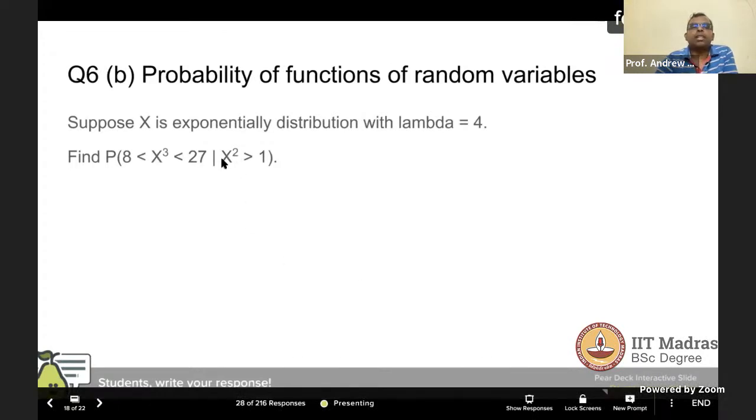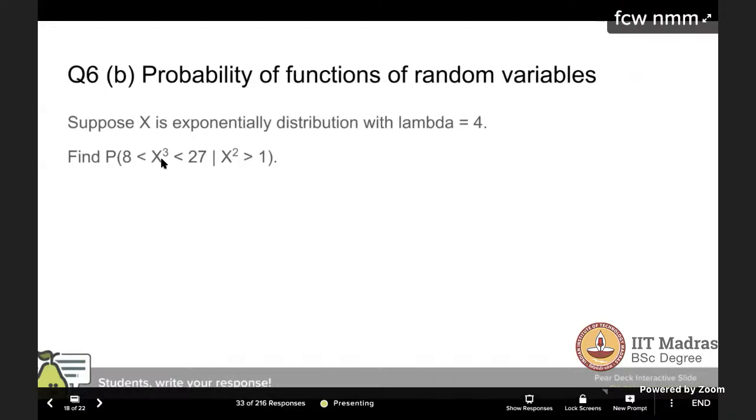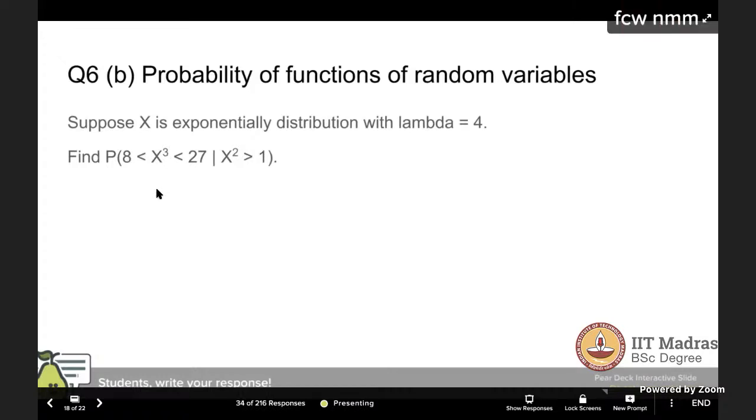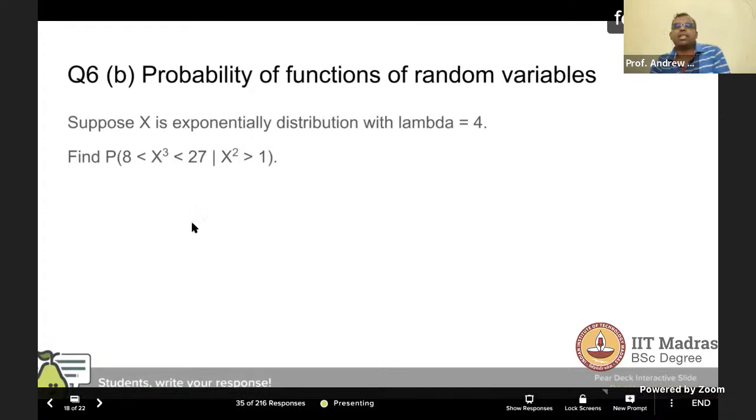Okay, I'll give you a couple of hints. The event x square greater than 1, because x is all positive, right? I don't have to worry about negative. Is the same as what? x greater than 1. And the event x cube between 8 and 27 is x between 2 and 3. Okay, so it's as simple as that. So this exponential distribution, x is between 2 and 3, given x is greater than 1.